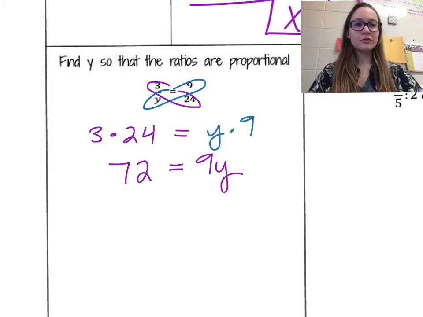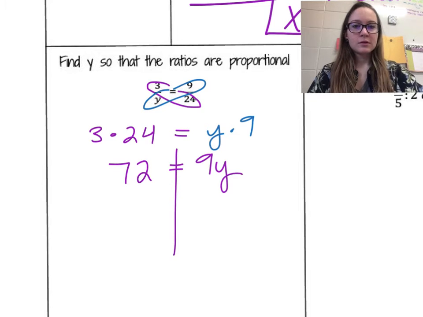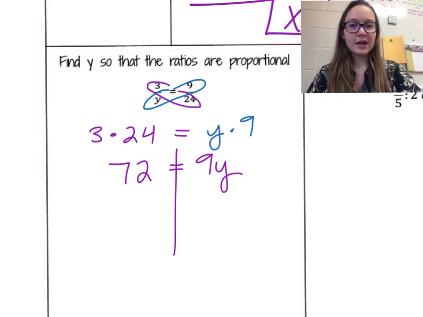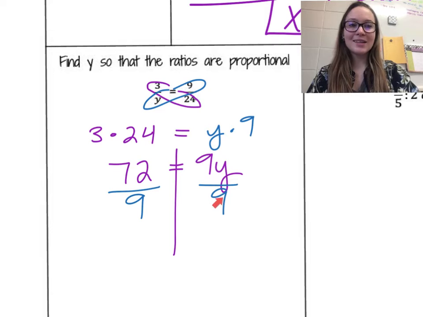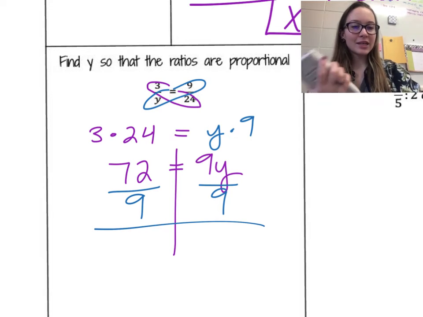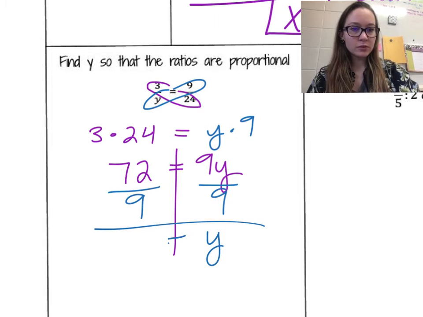Now I'm just going to solve for y. So to undo that multiplication, working on the side with the variable, we're going to divide by 9. Because 9 divided by 9 is 1. So that gets me 1y, which is my goal. Then 72 divided by 9 is 8.